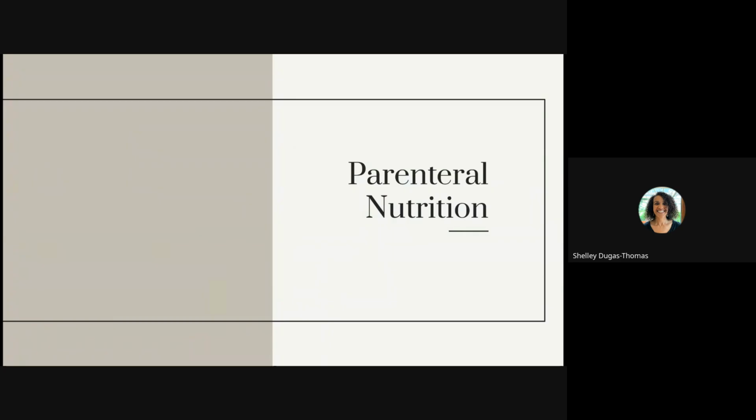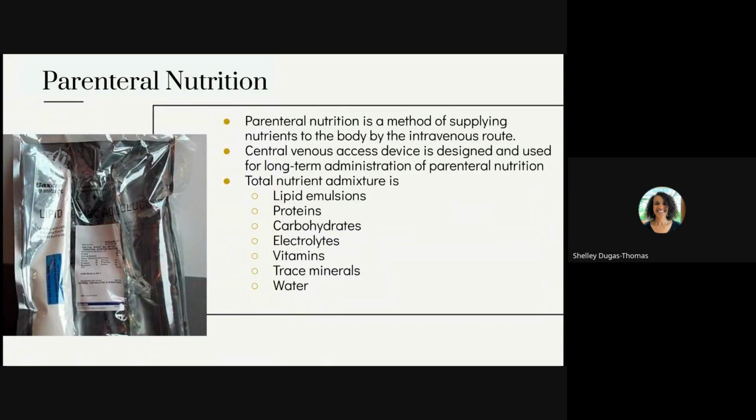So now we're going to look at parenteral nutrition. Last week we looked at enteral nutrition, so this week we're going to look at parenteral nutrition. Parenteral nutrition delivers nutrients intravenously to patients who cannot use their gastrointestinal tract. Central venous access devices are used for long-term PN administration. A total nutrient admixture typically includes lipid emulsions, proteins, carbohydrates, electrolytes, vitamins, trace minerals, and water.